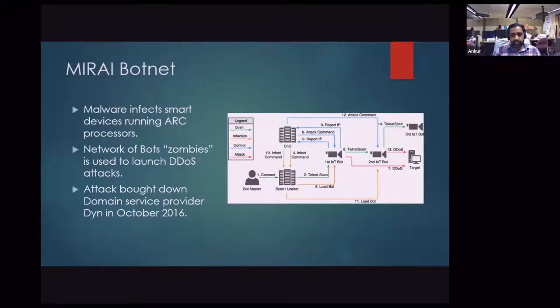And basically, once they had enough botnet devices, they sent targeted attacks to some of the well-known websites. Krebs on Security was one of the websites targeted by the botnet, and there was a massive attack on Dyn, which was one of the largest domain service providers, in October.